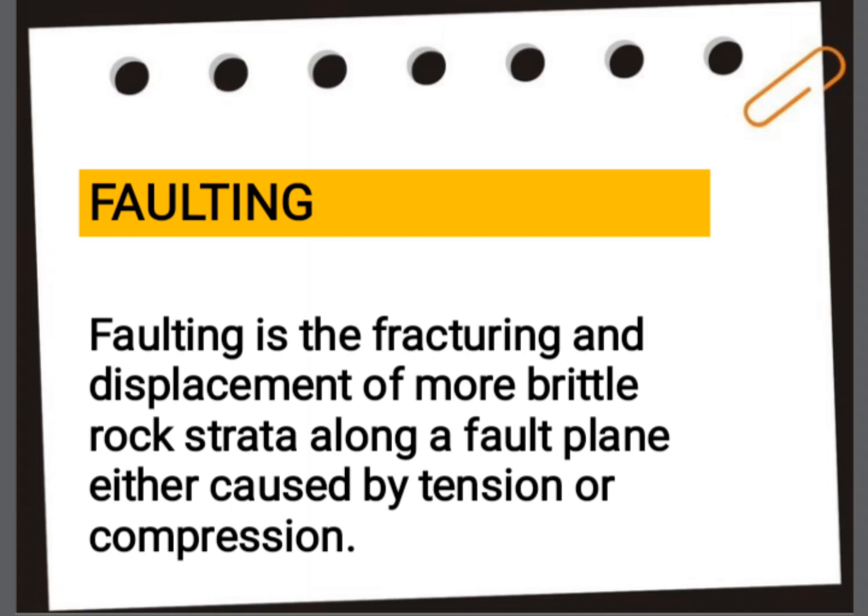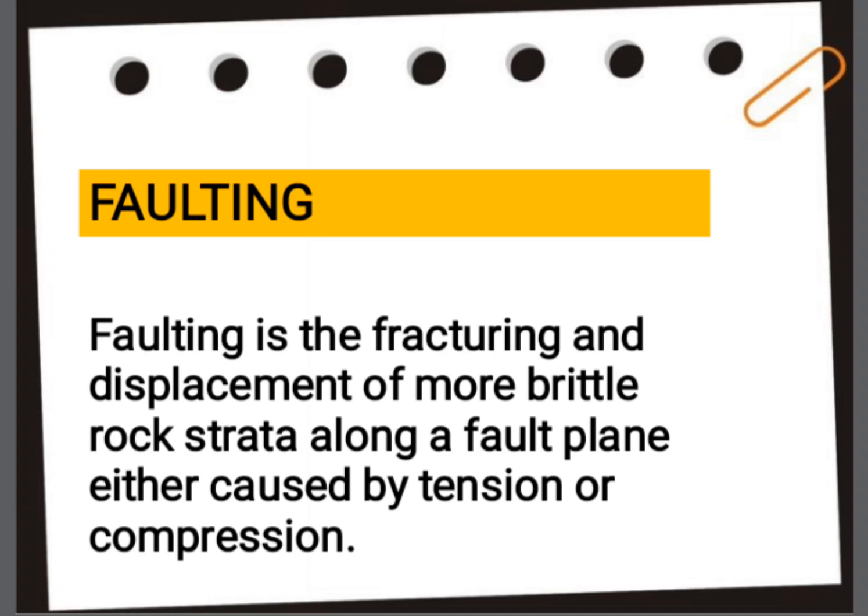How about faulting? How does it work? Well, faulting is the fracturing and displacement of more brittle rock strata along a fault plane, caused by either tension or compression. A break in rock along which a vertical or horizontal rock movement has occurred is called a fault. The process of forming a fault is faulting. The line of fault which appears on the land surface is known as a fault line.